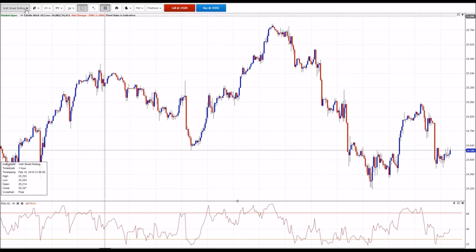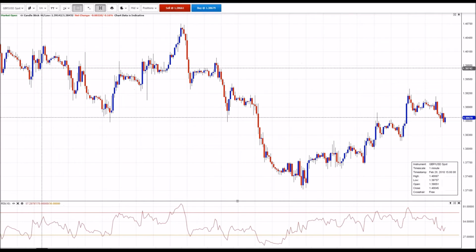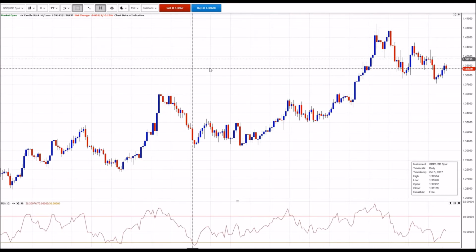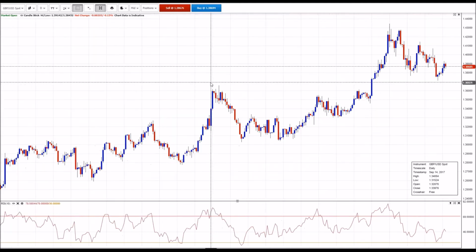But I think a better way of using the RSI, and let's flip off this for a second, because of some of the extremes we've had in stock market moves, it's maybe not the best way to look at it. I've gone on to, what have I gone on to now? Pound US dollar. So I think maybe one of the better ways of using the RSI is this idea of divergence.